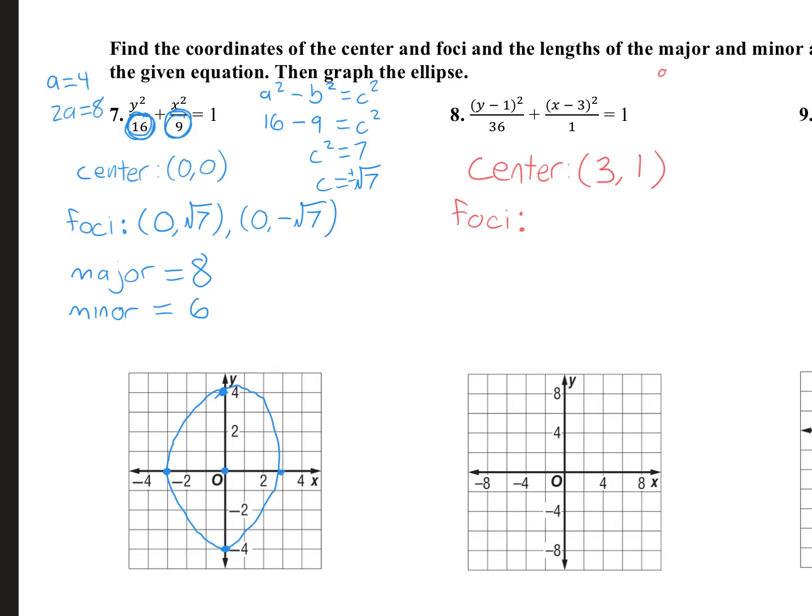So a squared minus b squared equals c squared. 36 minus 1 equals c squared. So c, I'm going to skip a step, c is radical 35. And because it is vertical, I'm going to give that to the y coordinate. So I have 3, and now I give the c to the y coordinate of the center. And I also subtract it.